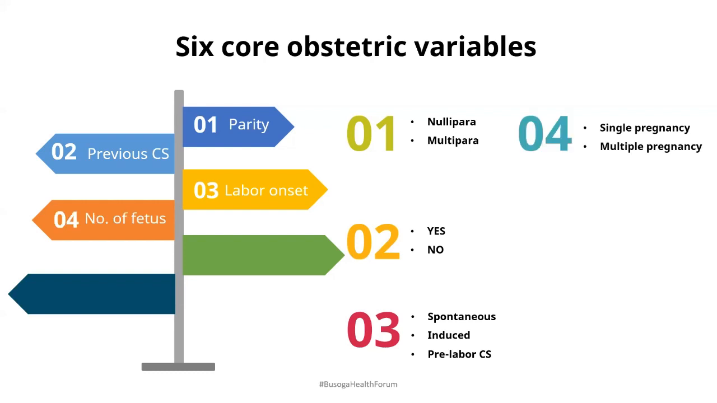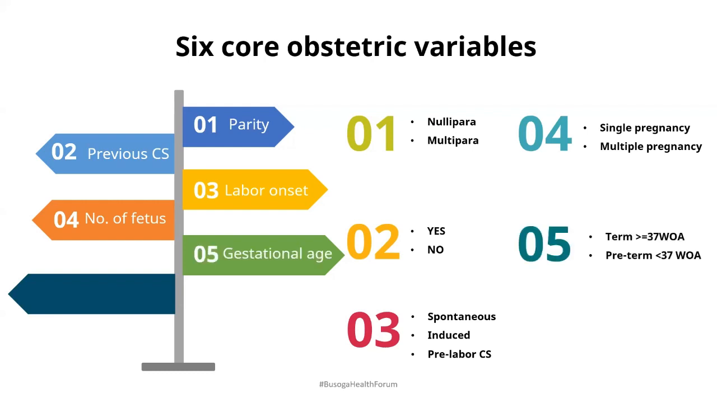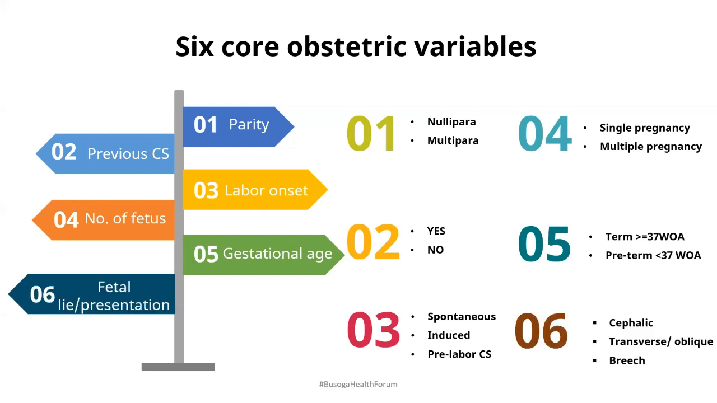The other one is number of fetuses. Is it a single pregnancy or a multiple pregnancy? Gestation age: term has been classified as equal or above 37 weeks of gestation, and then preterm as below 37 weeks. Then lastly, the fetal lie, as cephalic, transverse, oblique, and then breech presentation.